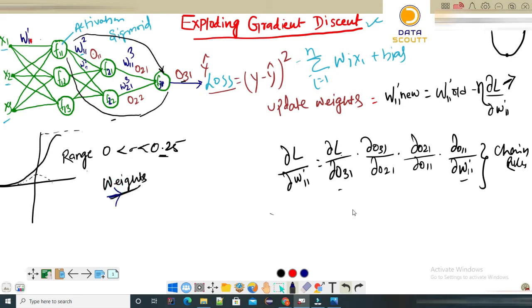Let's say in this scenario we try to find the derivative of this output. We know the derivative of this will become nothing but the activation function Z plus the weight. So the derivative of this will be in the range of 0.25 only. Let's take the maximum, 0.25.